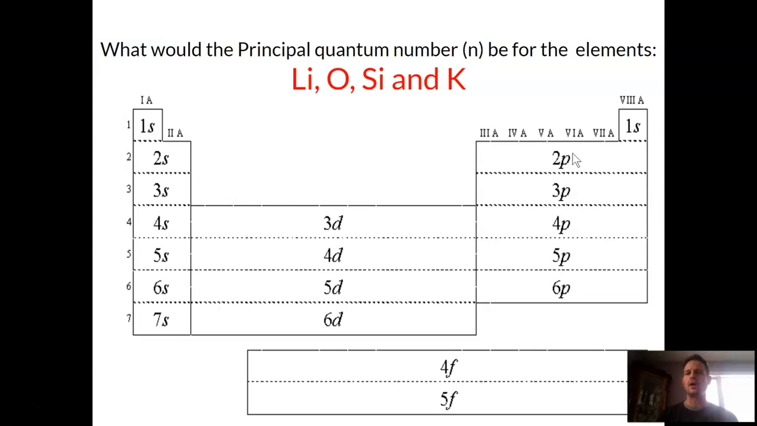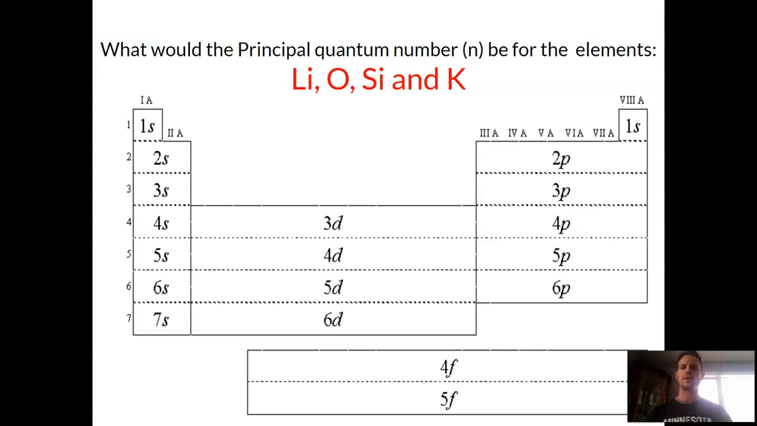So oxygen also has the principal quantum number 2. All right, if I want to do silicon, I just have to find where silicon is. For silicon, I would drop down to right here, so silicon's quantum number would be 3. And if I found potassium, right here, its quantum number would be 4, right? And so it's not that bad.